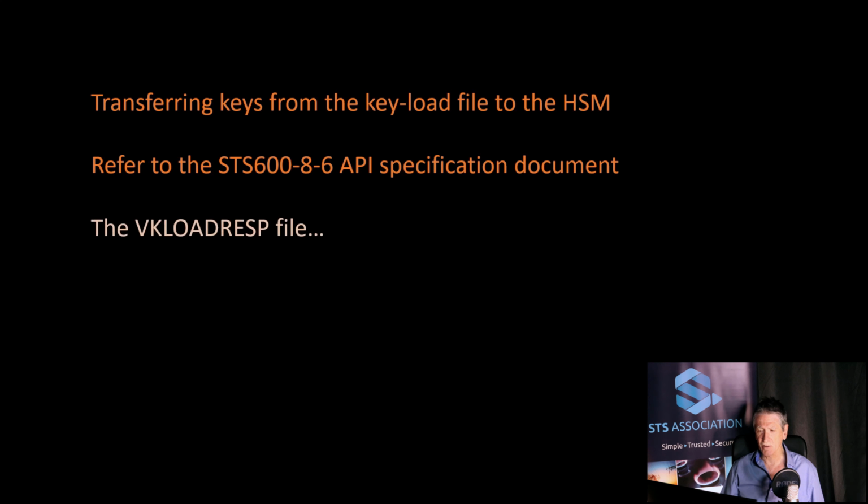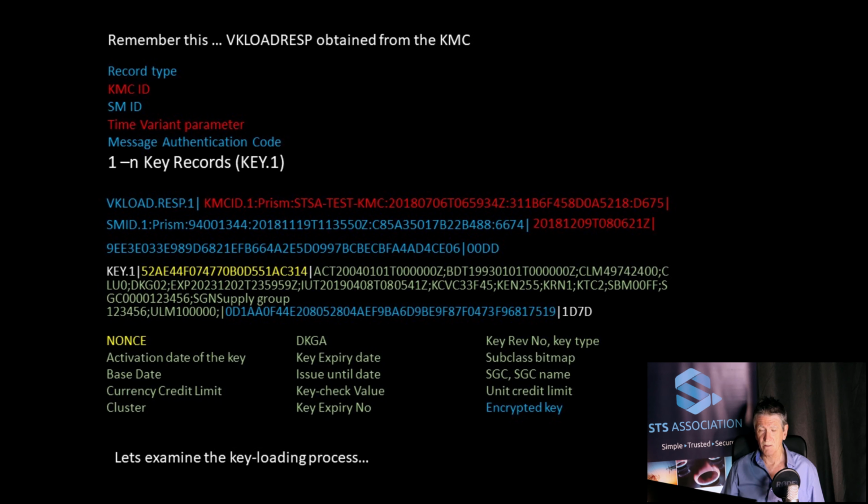In order to do the key loading, we need to look at the vkload response file that you receive from the key management center after you've sent it a vkload request file. Remember, this is the vkload response file obtained from the KMC, and it has all sorts of stuff in it, but the bits we are interested in are the green bits. We are trying to load each of the keys. Now this example only shows one key, but there could be 10, 50, or 100 of these key 1 records. Each of these keys needs to be put into the security module.